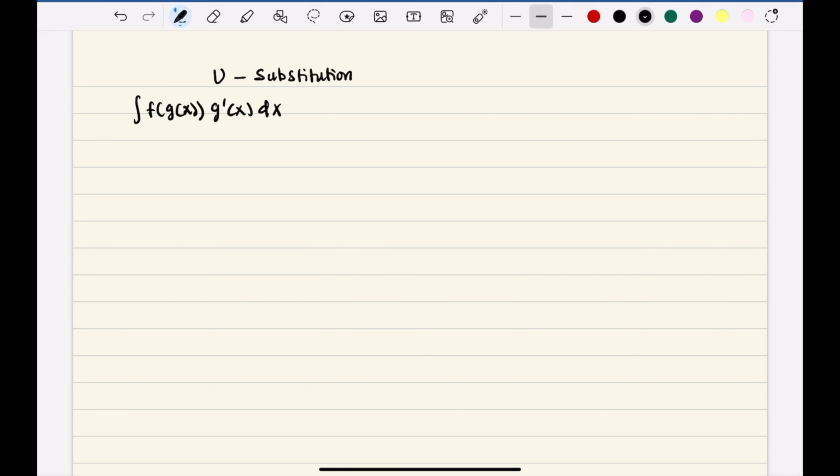For example, let's say f of x is equal to x squared, and g of x is equal to sine x. If I ask you what is f of g of x and what is g of f of x, what's going to be your answer?